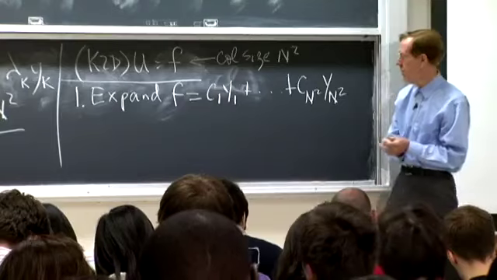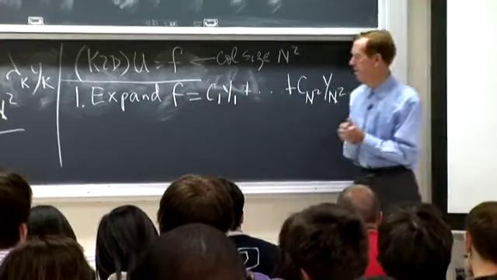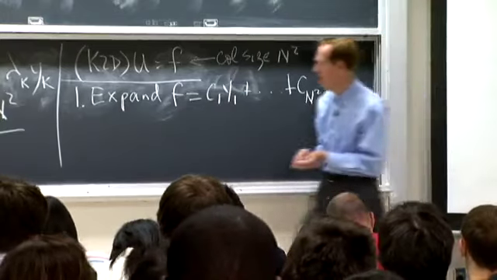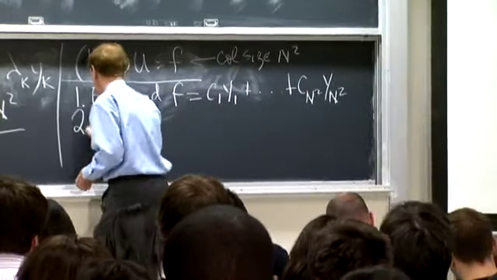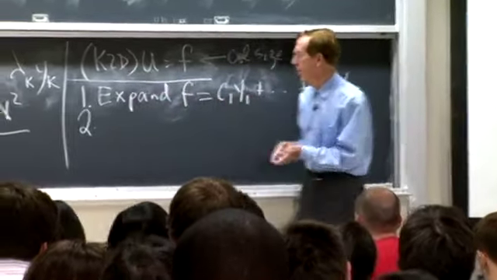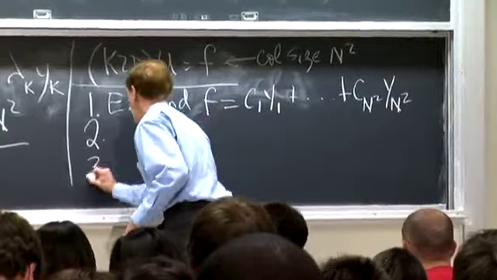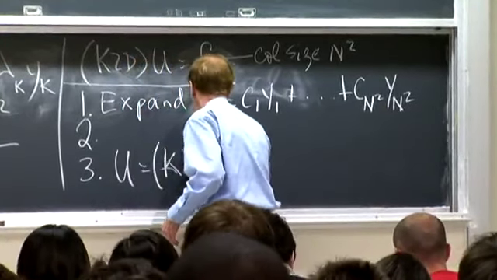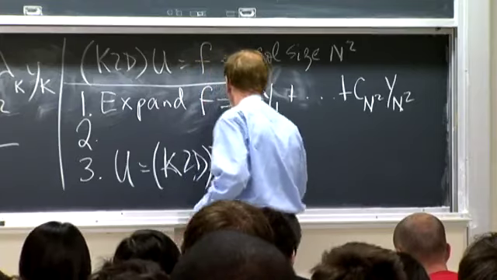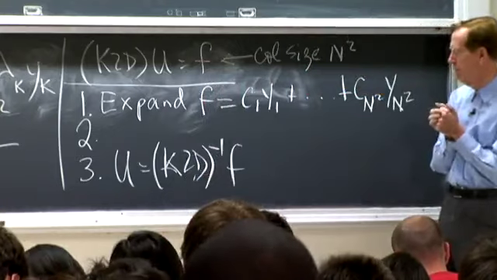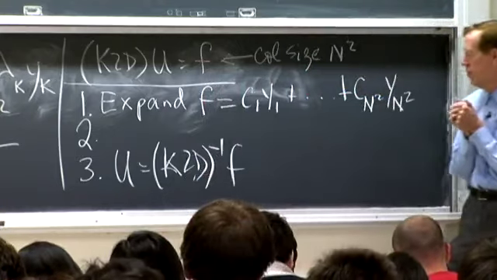Okay. So that tells me the right-hand side. Now, you remember step 2 in this 1, 2, 3 process? Step 2 is the easy one, because what am I looking for? I'm aiming for, of course, the answer K2D inverse F. Right? That's what I'm shooting for. That's my goal. That's the solution.